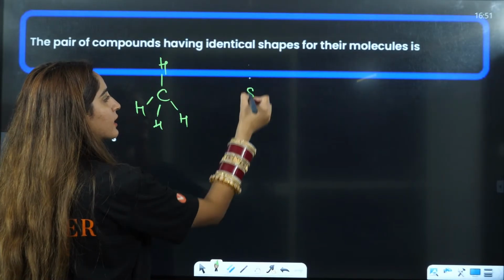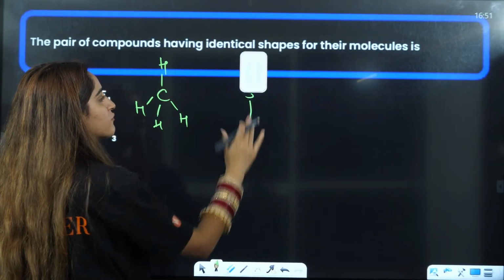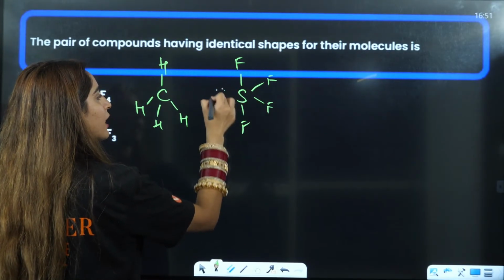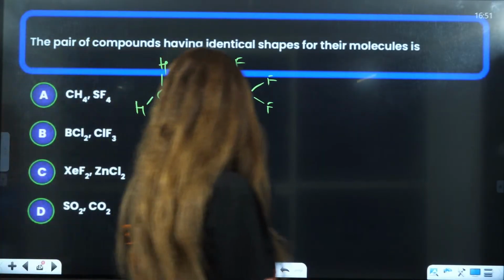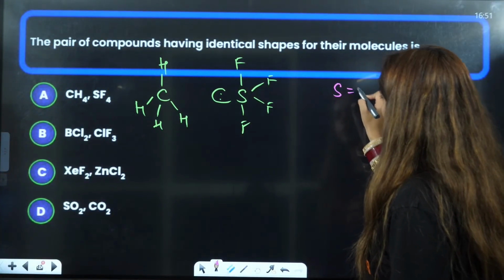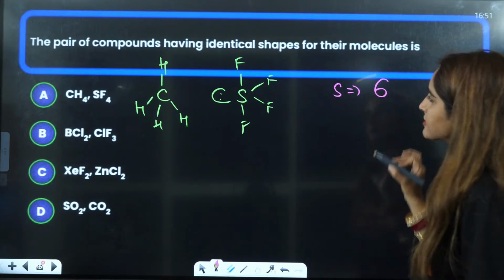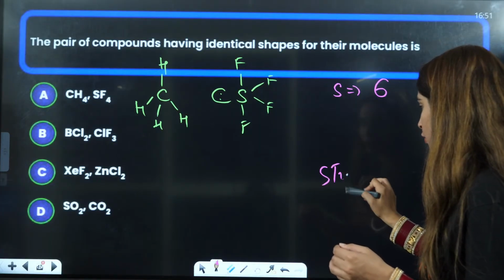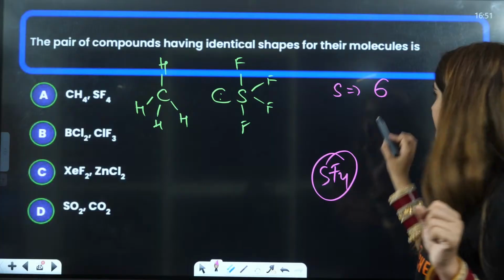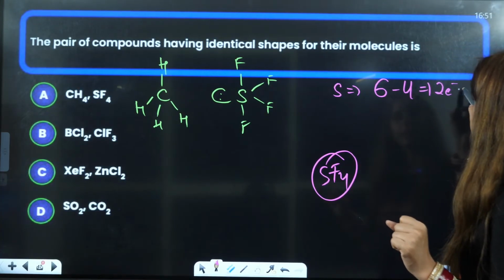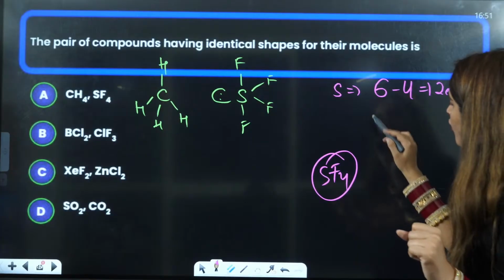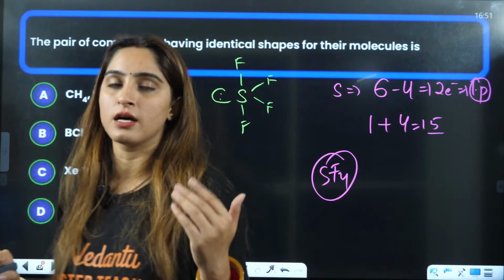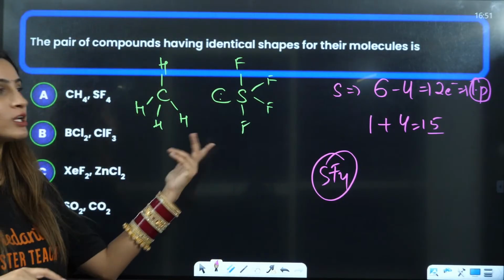For sulfur, it is like this. You have a seesaw shape like this, with 1, 2, 3, 4 bonds and 1 lone pair. How to calculate this, ma'am? Sulfur belongs to group number 16, so 6 outermost electrons. If I talk about SF4, it is already having 4 bonds, so I'll subtract 4 from 6. 2 electrons means 1 lone pair. 1 lone pair plus 4 bond pairs means 5, which means sp3d, that is trigonal bipyramidal.